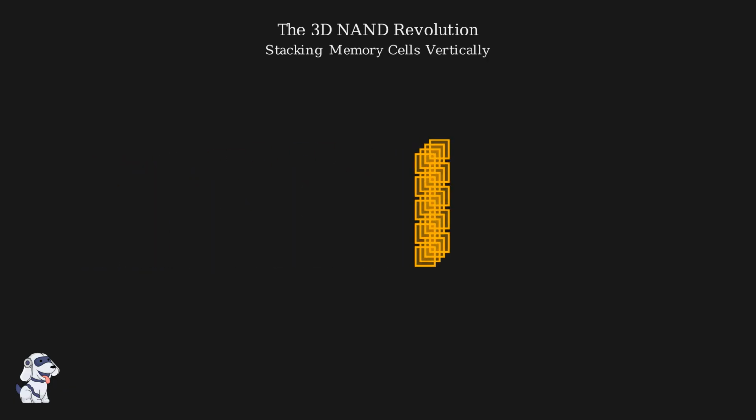3D NAND stacks memory cells in vertical layers, much like an apartment building. This vertical stacking allows for massive increases in storage density within the same tiny physical footprint. By adding more layers, we can pack hundreds of gigabytes or even terabytes into a single chip. This revolutionary architecture is the foundation of modern high-capacity solid-state storage.